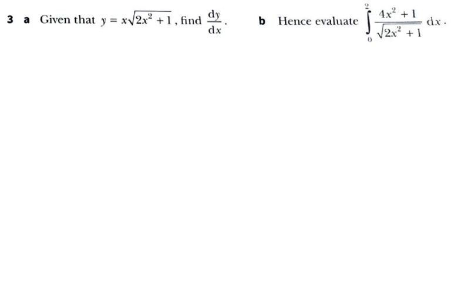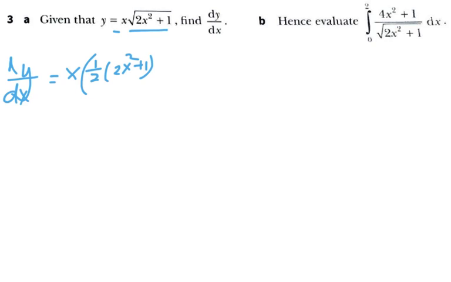For this question, to differentiate this equation, you have to use the product rule. So hence, dy/dx will be equivalent to u, which is x, times dv/dx, which is 1/2 (2x² + 1)^(-1/2) multiplied by 4x, plus v, which is √(2x² + 1), multiplied by 1.